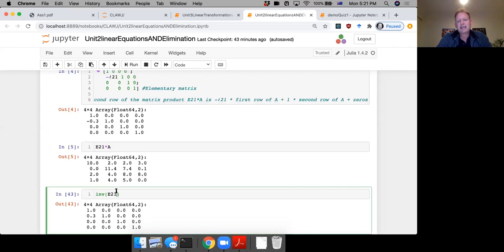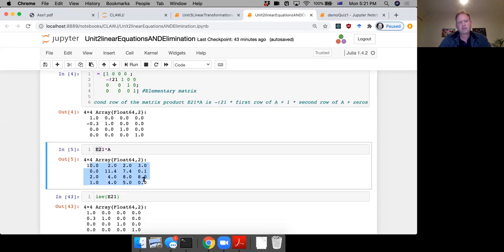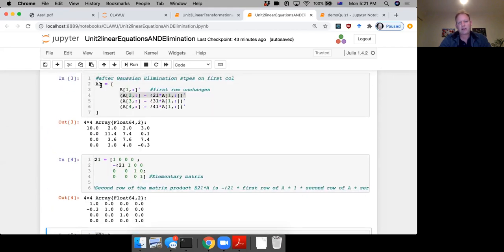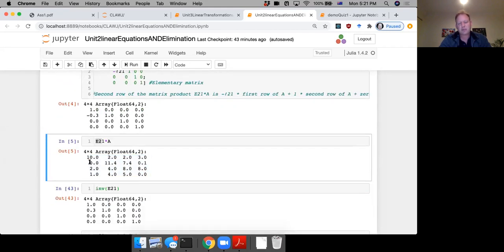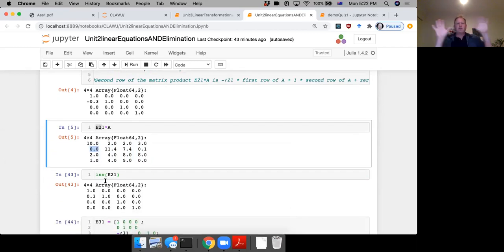Now let's think, what's the inverse of E21? E21 does a transformation on A. It converts A to something else. This thing is no longer A, and it's also not A1. It's an intermediate A, which we have after one iteration. So if you wanted to say, no, I changed my mind, mistake, undo, I'd want to go from this back to A.